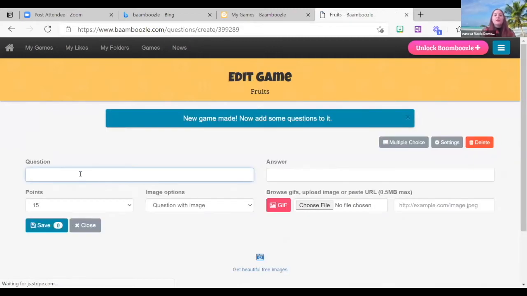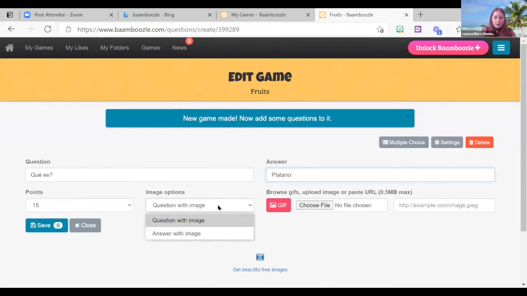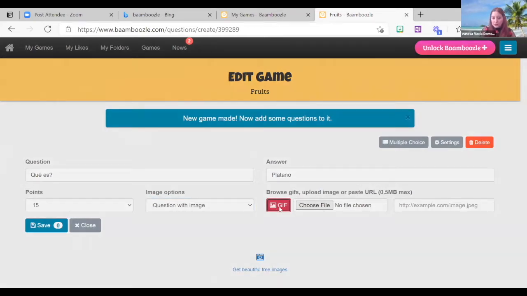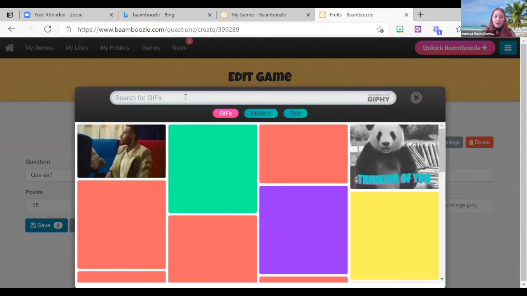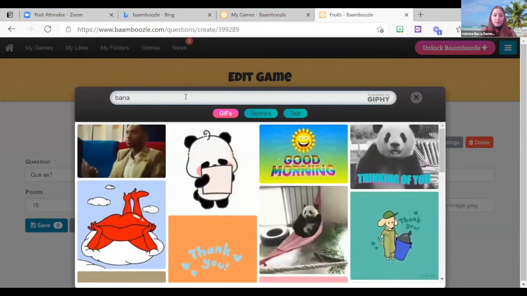When you go in, here we are going to put the question. For example, in this one, I just want to put the picture of the fruit and answer what fruit it is. So I will put ¿qué es? And the answer, for example, plátano. Plátano is a banana. So then I need to find an image that has the banana. For the image, you can upload a picture here, or you can choose one of these GIFs that are already here.